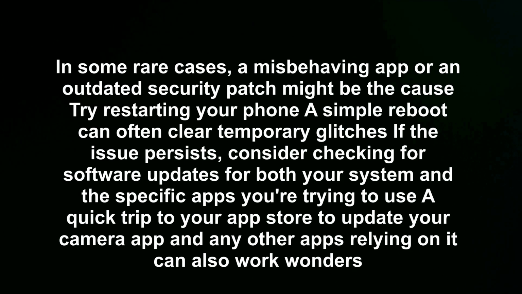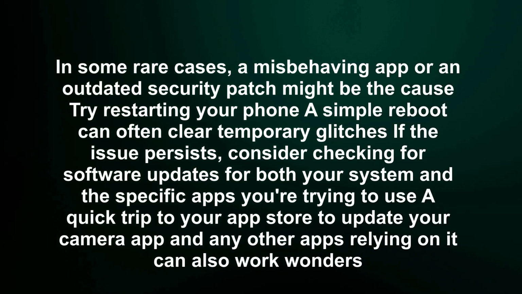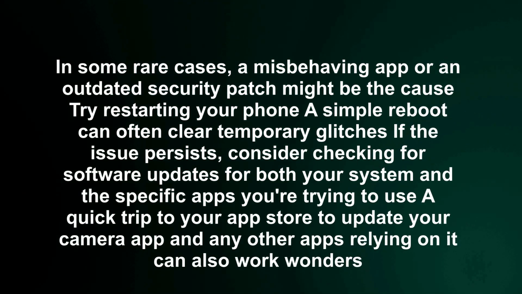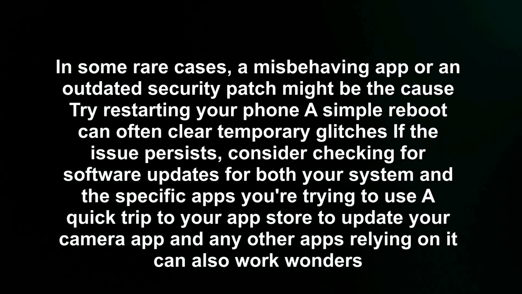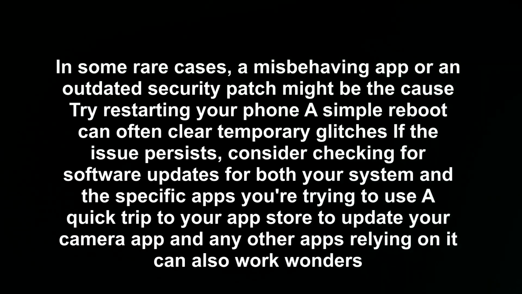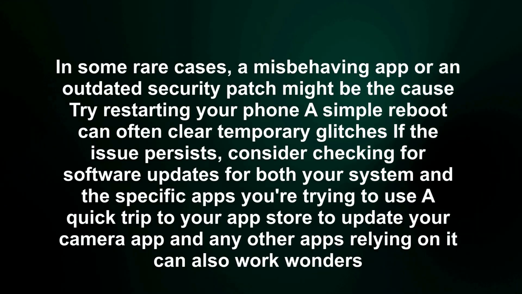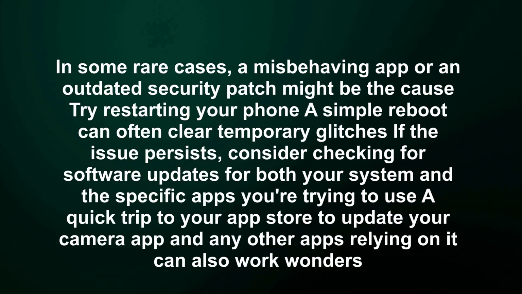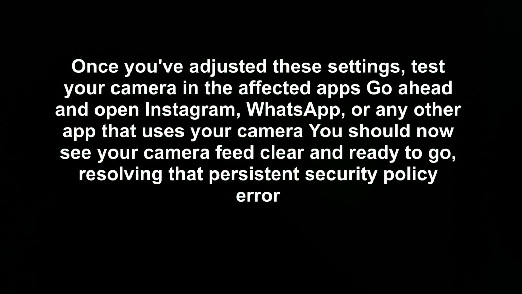In some rare cases, a misbehaving app or an outdated security patch might be the cause. Try restarting your phone. A simple reboot can often clear temporary glitches if the issue persists. Consider checking for software updates for both your system and the specific apps you're trying to use. A quick trip to your app store to update your camera app and any other apps relying on it can also work wonders. Once you've adjusted these settings, test your camera in the affected apps.